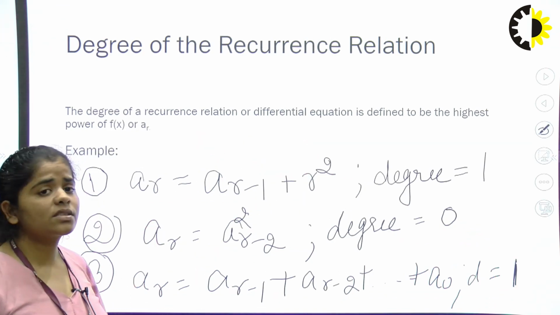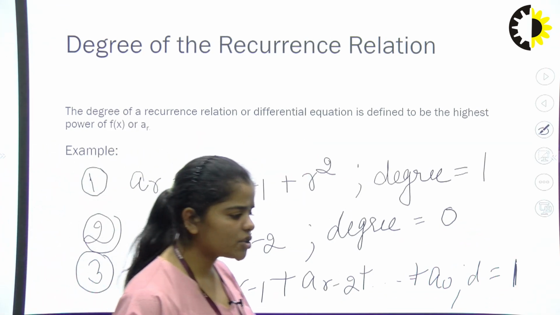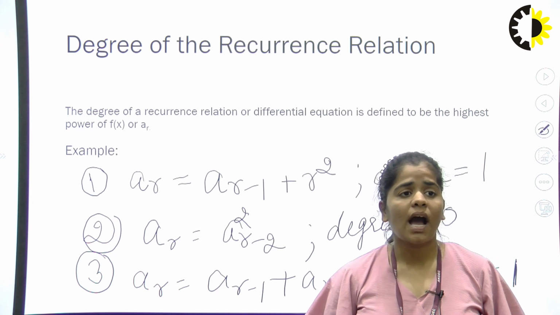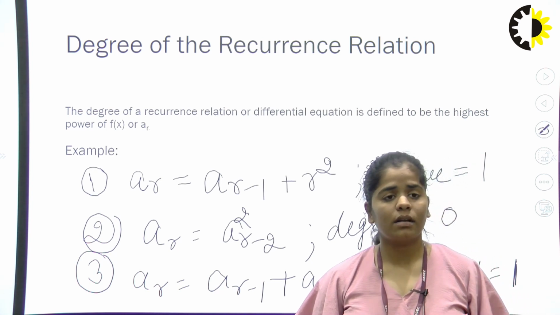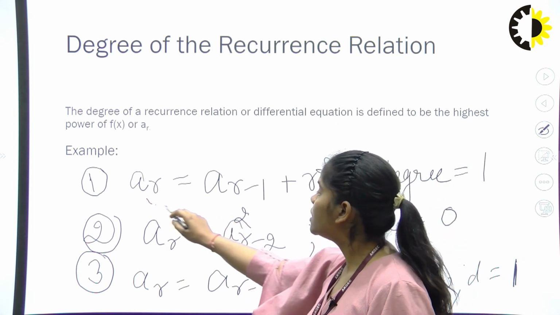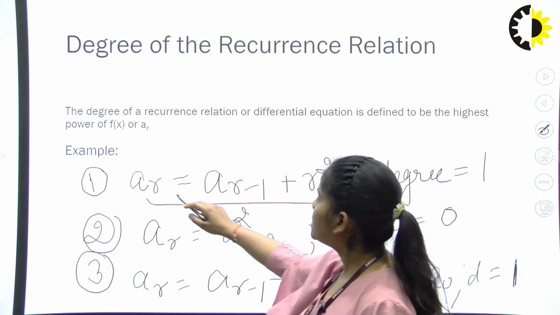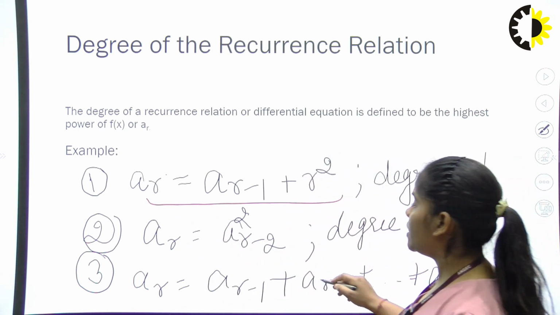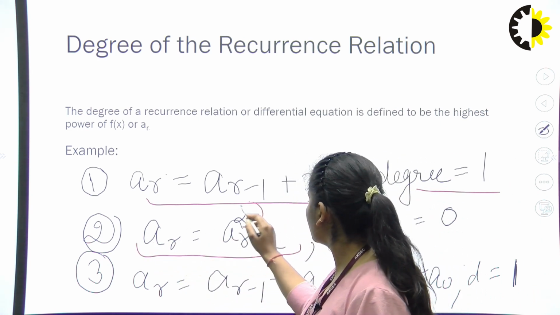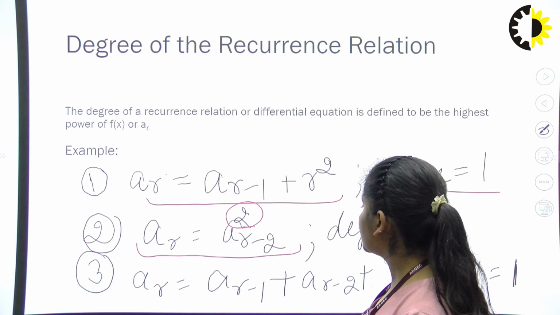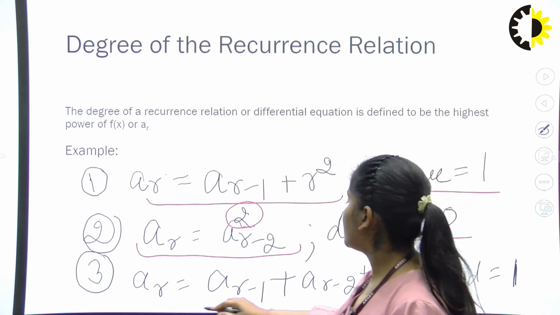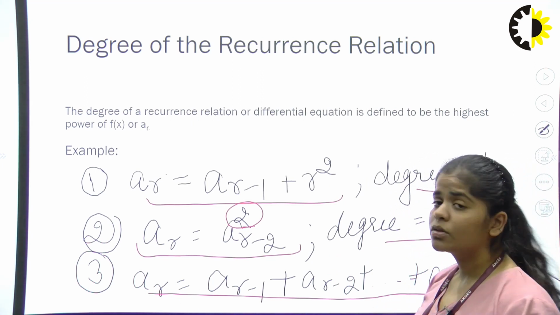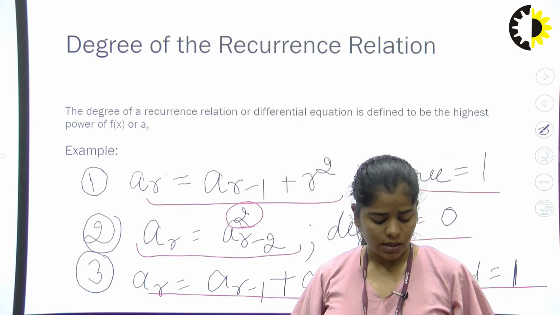Now come to the next topic, that is the degree of the recurrence relation. Basically, the degree of the recurrence relation, or differential equation, we can say, is the highest power of a_r. In this example the highest power is 1, that is a_r to the power 1 is the highest power here. So the degree of the equation is 1. But here, as you see, is the highest power 2 or 0? 0. So the degree is 0. Here we are using the highest power as 1, so the degree will be 1. So this is the degree of the recurrence relation.